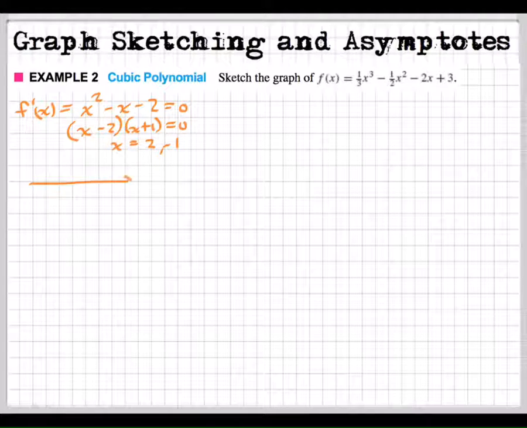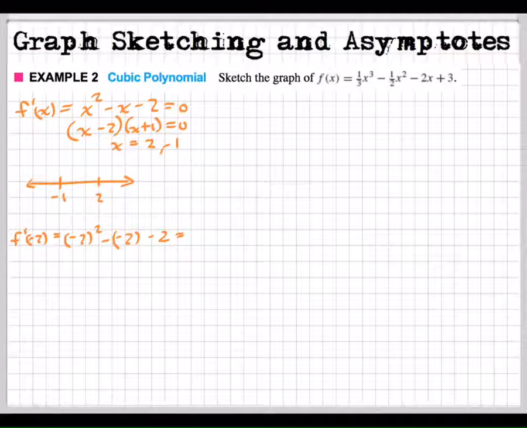So I'm going to draw my sign line graph. This is an x-axis. I have negative 1 and 2, and I've got my three intervals. Before negative 1, I'll pick negative 2. So I plug negative 2 into my first derivative: negative 2 squared minus negative 2, and then minus 2. We have 4 plus 2 minus 2, so this equals 4. We really just care that it's positive, because that 4 is a slope.